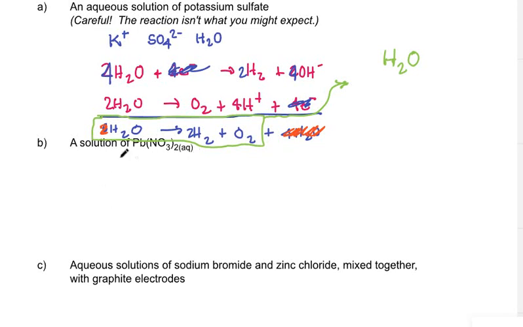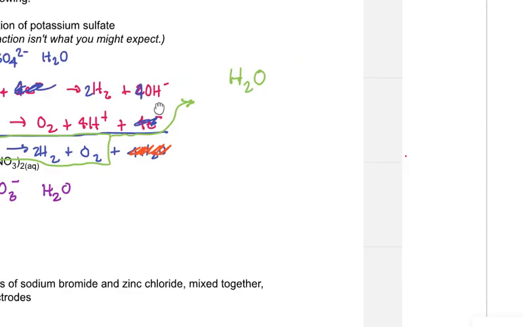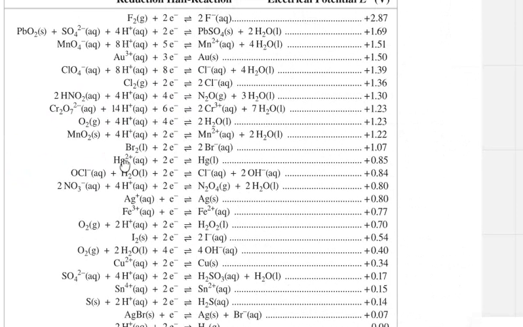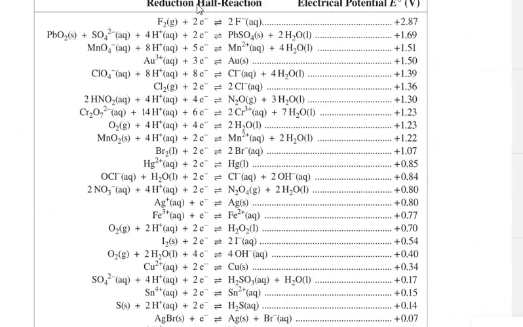Lead nitrate aqueous again. So in this cell we have lead 2 ions, we have nitrate ions, and of course we have H2O. Will they do the water thing twice? Let's find out. Lead, nitrate, and water are our possible characters. So back to the redox table, and off we go. Lead oxide, nope. We want lead, nitrate, or water.